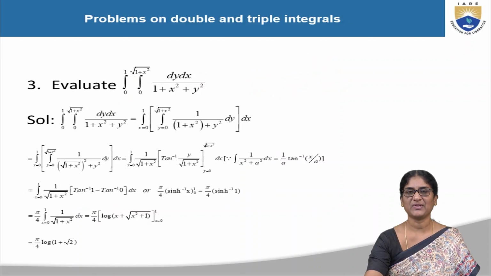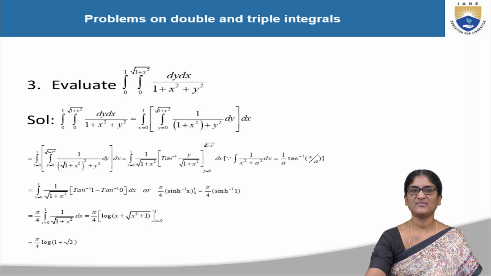Now, next example, third example: integral of 0 to 1, integral of 0 to root of 1 plus x square, dy dx over 1 plus x square plus y square. That's the equation, and the function is a rational function, 1 by x square plus y square. Now, keeping the function aside, you look at the variables.